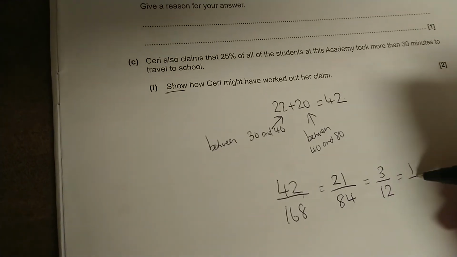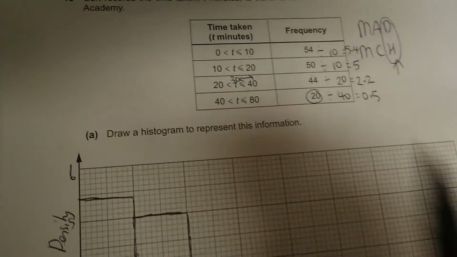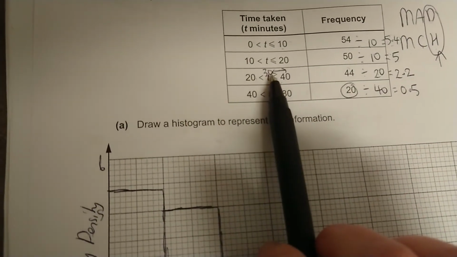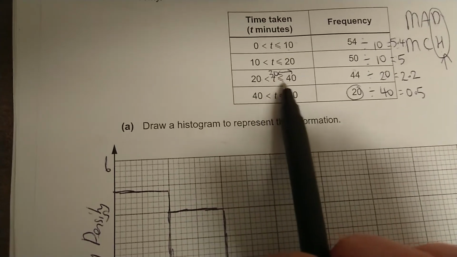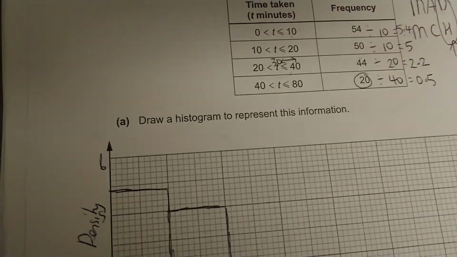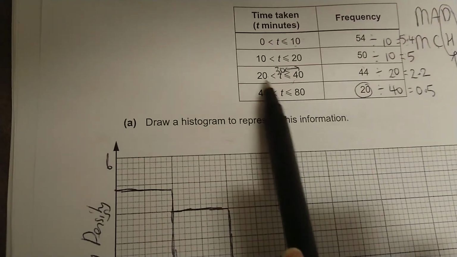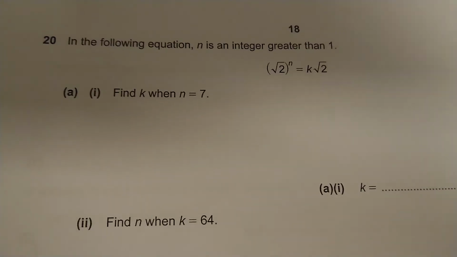Divide this by 3 to get a quarter, and a quarter is 25%, so therefore that's how she would have worked out that claim. So the assumption that we've made is that when we split this group here, we're assuming that half of them are above 30 and half of them are below 30, and it might actually be that they're all between 20 and 30, so we're just assuming that they're equally spread out in that group, and therefore we've taken half of it to be above 30. So that is that question.